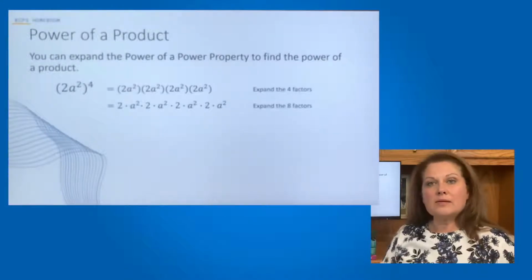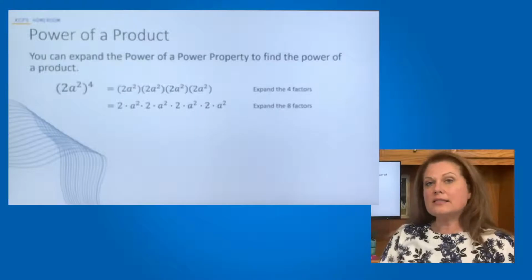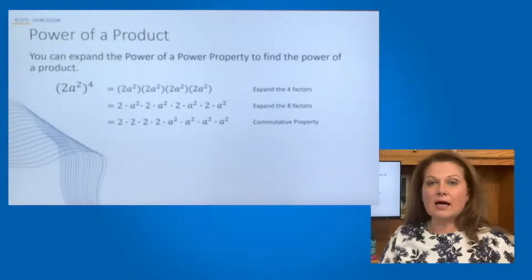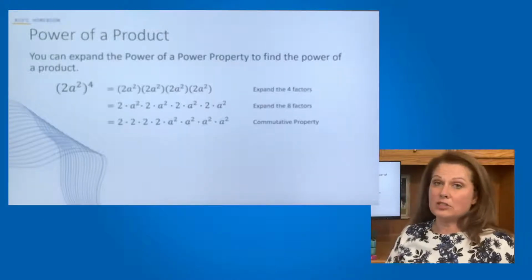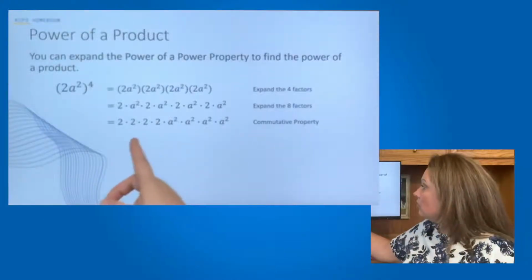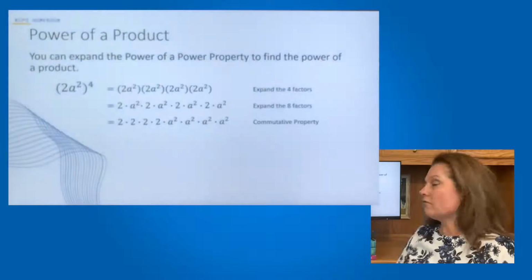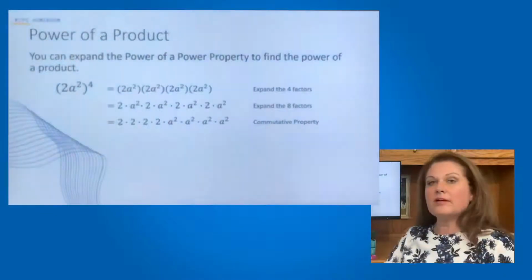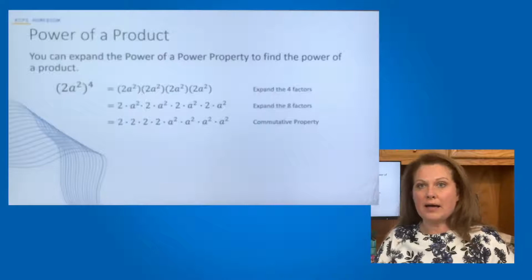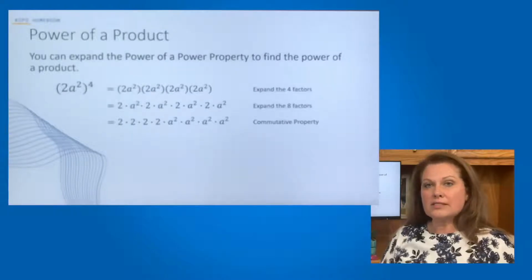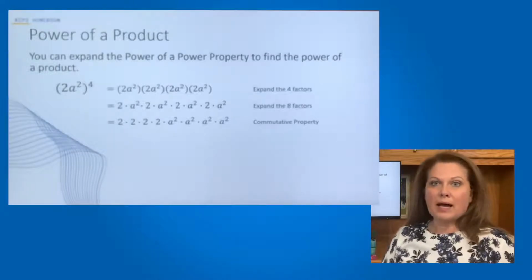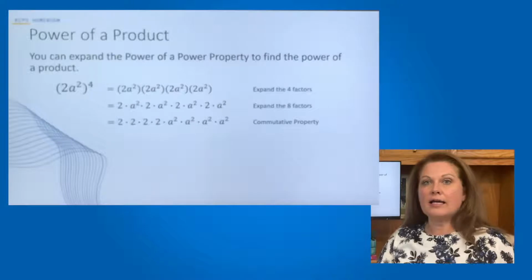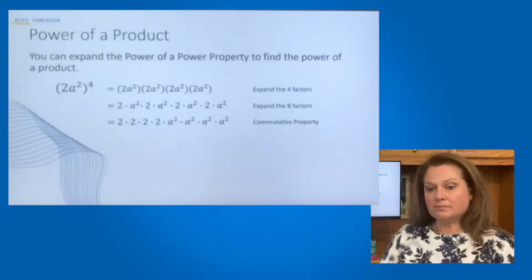If I rely on some of my other properties, I can say the commutative property allows me to group like bases together, like coefficients as well. So I'm going to move all my coefficients of 2 to the front, and I'm going to move all my variable powers to the back. Now I'm going to rewrite them as a power, so I can use my power to a power property to simplify my variable power.